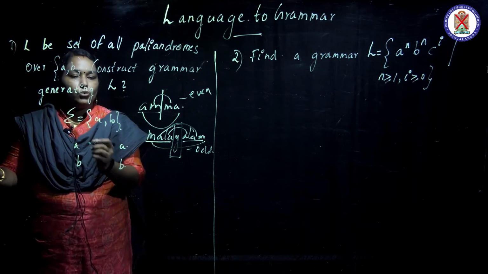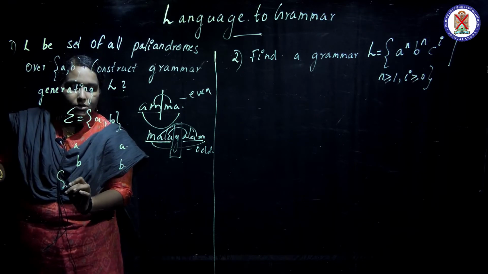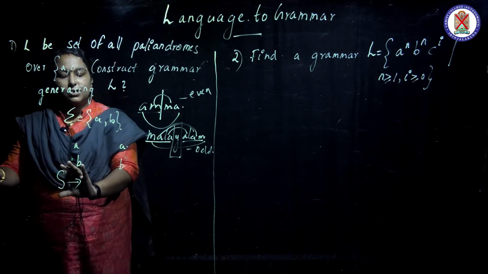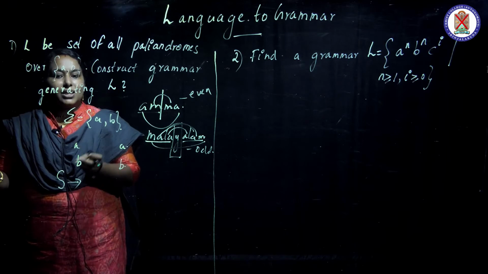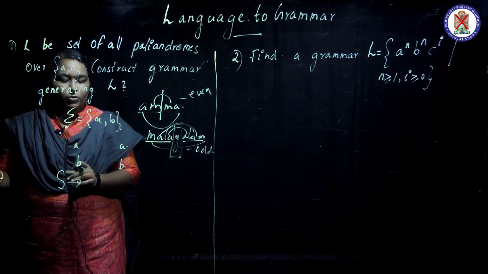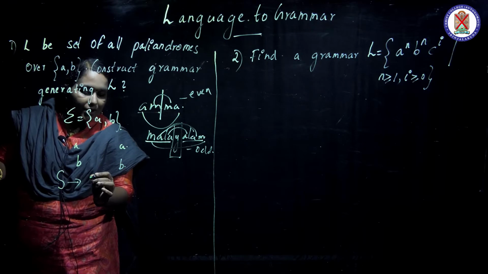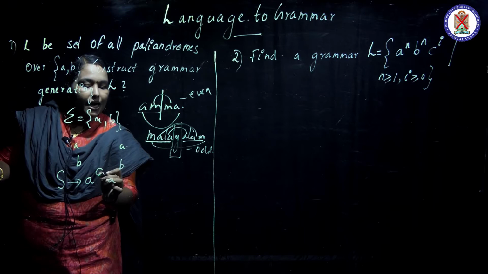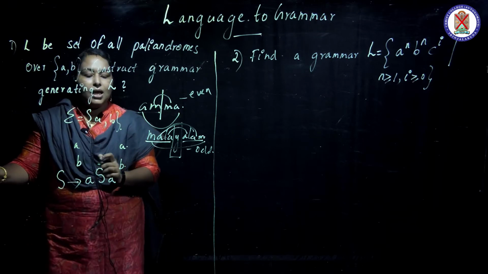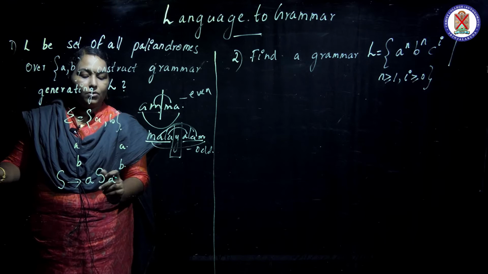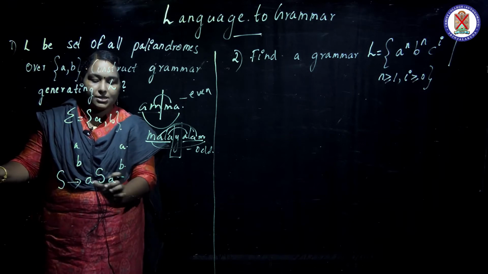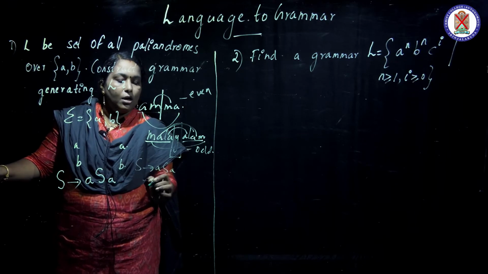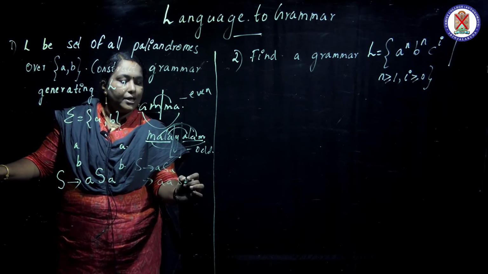So how can you construct it? I will begin with the starting symbol. You can take any start symbol, it's no problem. I will take S. I begin with a, so I must end with a. Inside I can repeat S. Isn't it? S can be again substituted. When you substitute it, S gives a S a. One more time I repeat, a S a.